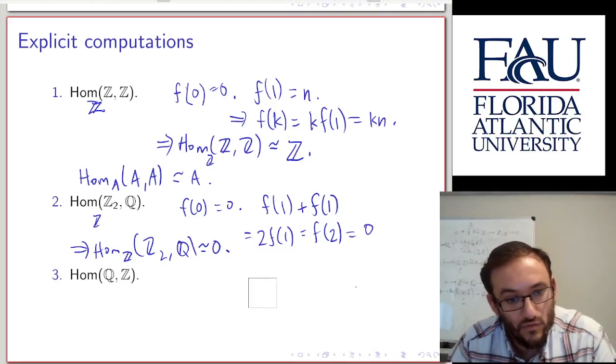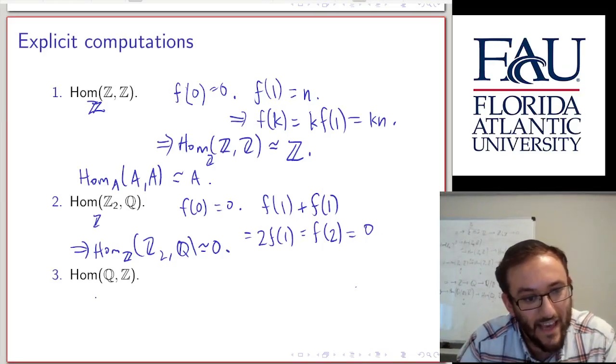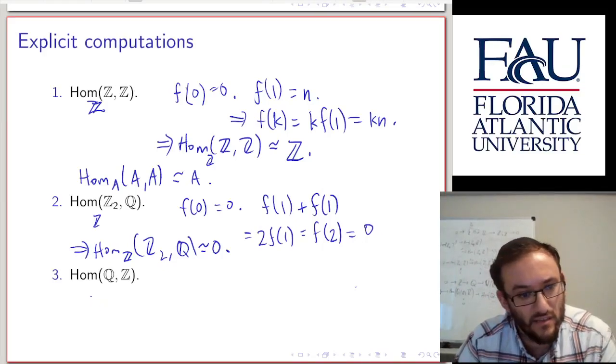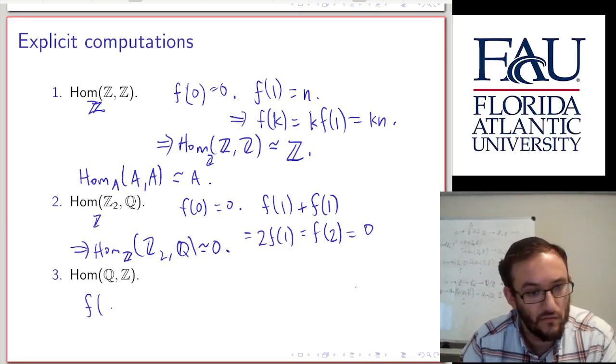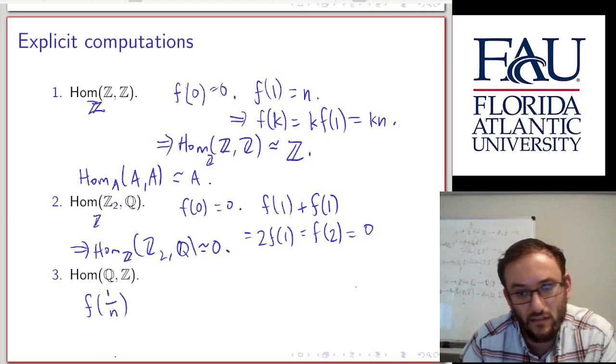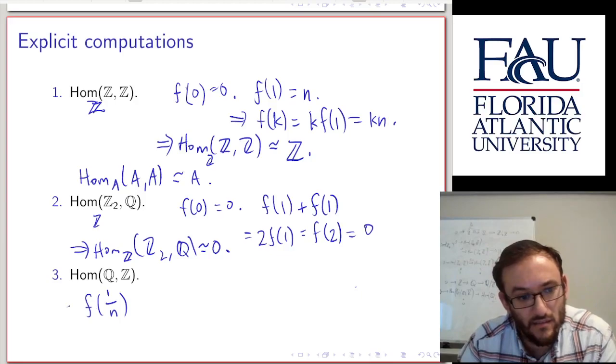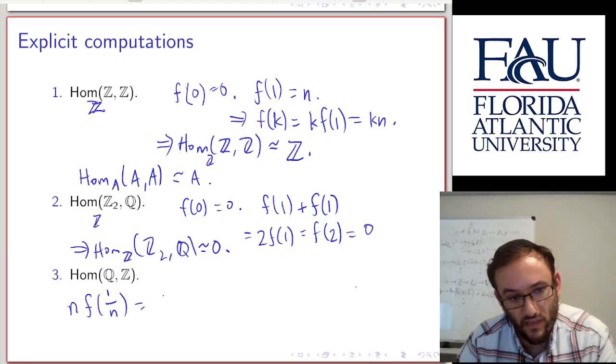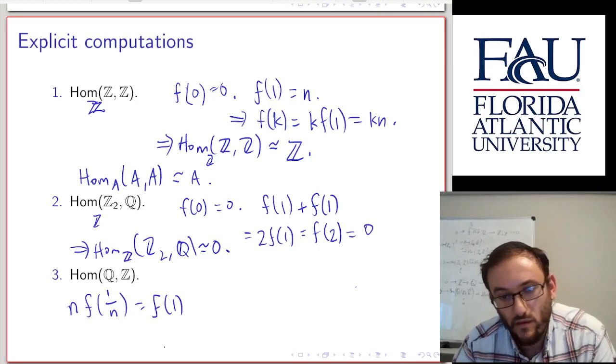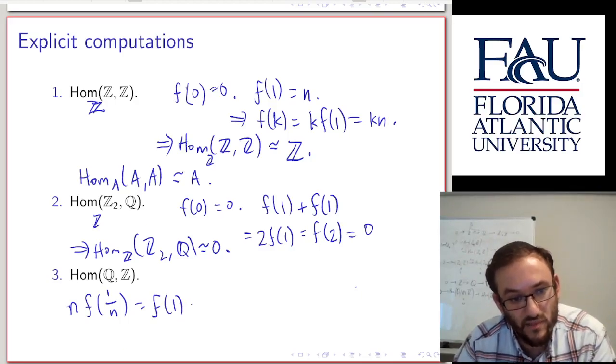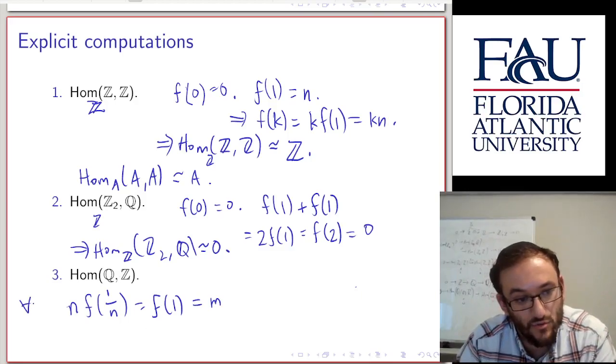So with Hom(Q, Z), we're going to have some difficulty as well, because if we want to map 1/n to anything, we need this to satisfy the identity that n f(1/n) is equal to f(1). But this is going to be some fixed integer m, whereas this has to be true for any n.